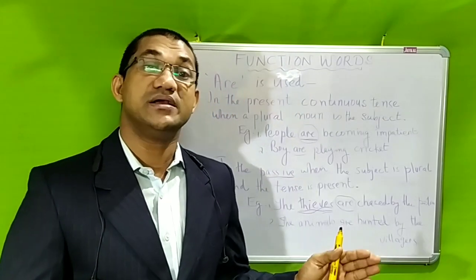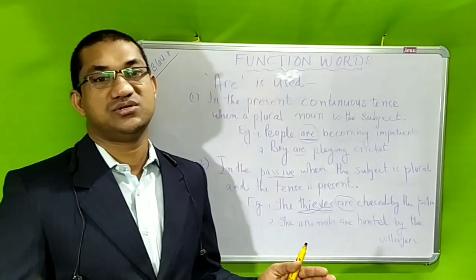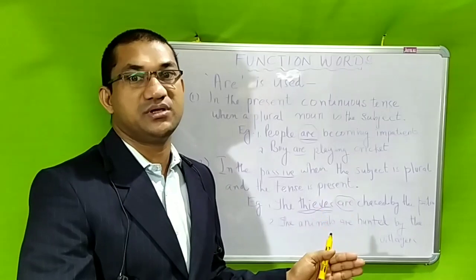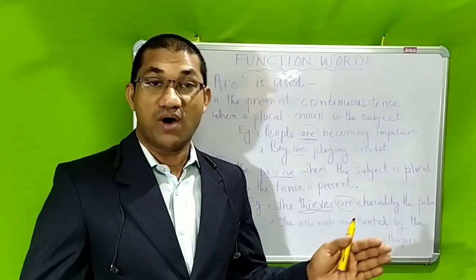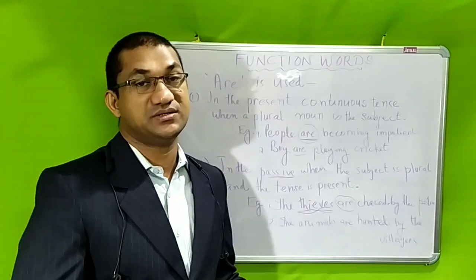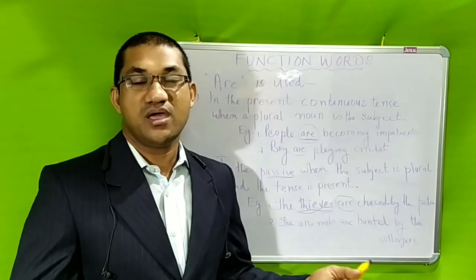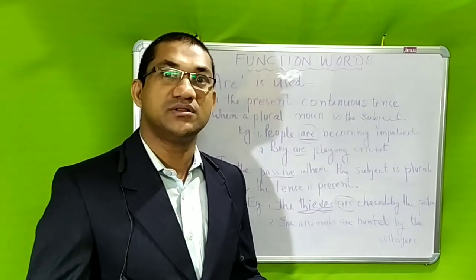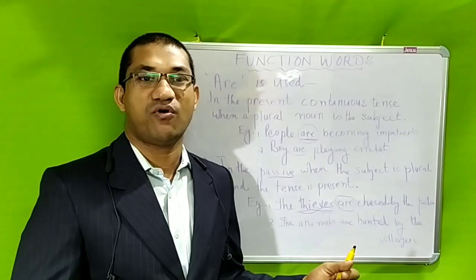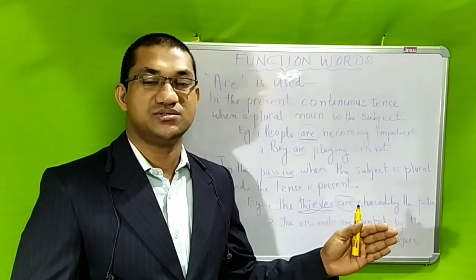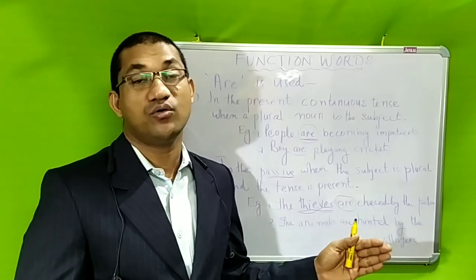Number one, are is used in the present continuous tense when a plural noun is the subject. People are becoming impatient. Boys are hardworking. Wild animals are becoming a threat. My friends are playing cricket. They are watering the plants in the garden. All this is an example for the present continuous tense and of course plural nouns, right?